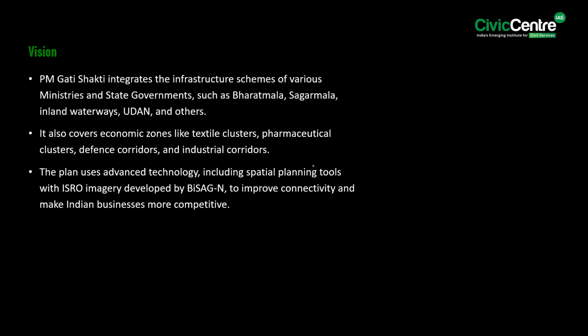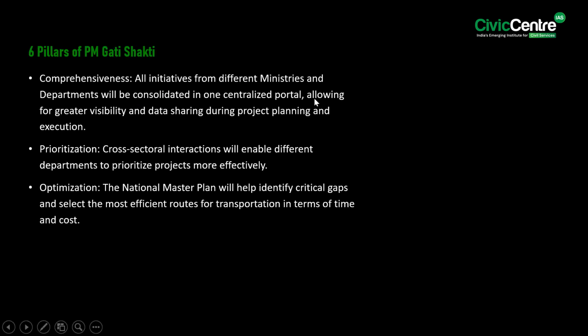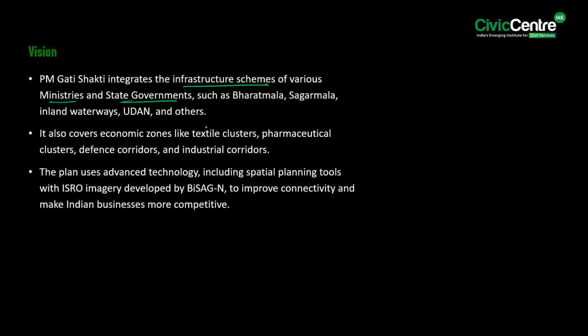Talking about its vision, PM Gati Shakti integrates the infrastructure schemes of various ministries and state governments such as Bharatmala, Sagarmala, Inland Waterways, Udan and others. Furthermore, it also covers economic zones like textile clusters, pharmaceutical clusters, defense corridors and industrial corridors. Significantly, the plan uses advanced technology including spatial planning tools with ISRO imagery developed by BISAG to improve connectivity and make Indian businesses more competitive.